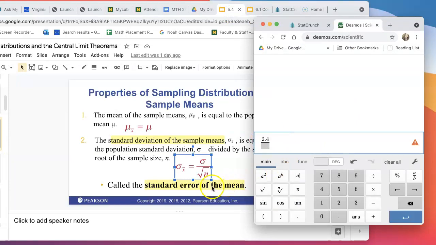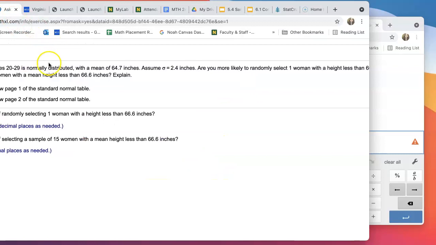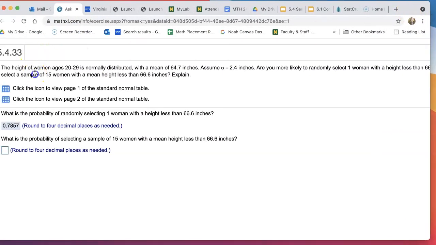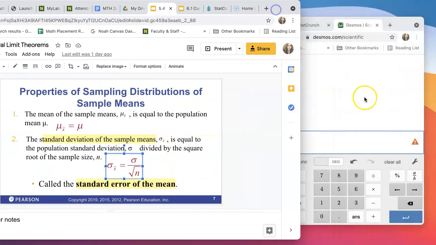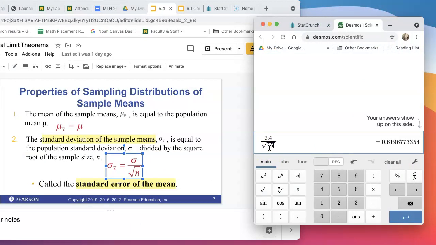In the bottom of the fraction, I need the square root of n. Let me point it out one more time: a sample of how many women? A sample of 15 women. So n is 15. We'll plug in n equals 15 here, and I will hit enter. The standard error that we should use is 0.619. I'm going to copy the whole thing because I want to be as accurate as I can. Okay, I copied the whole thing.